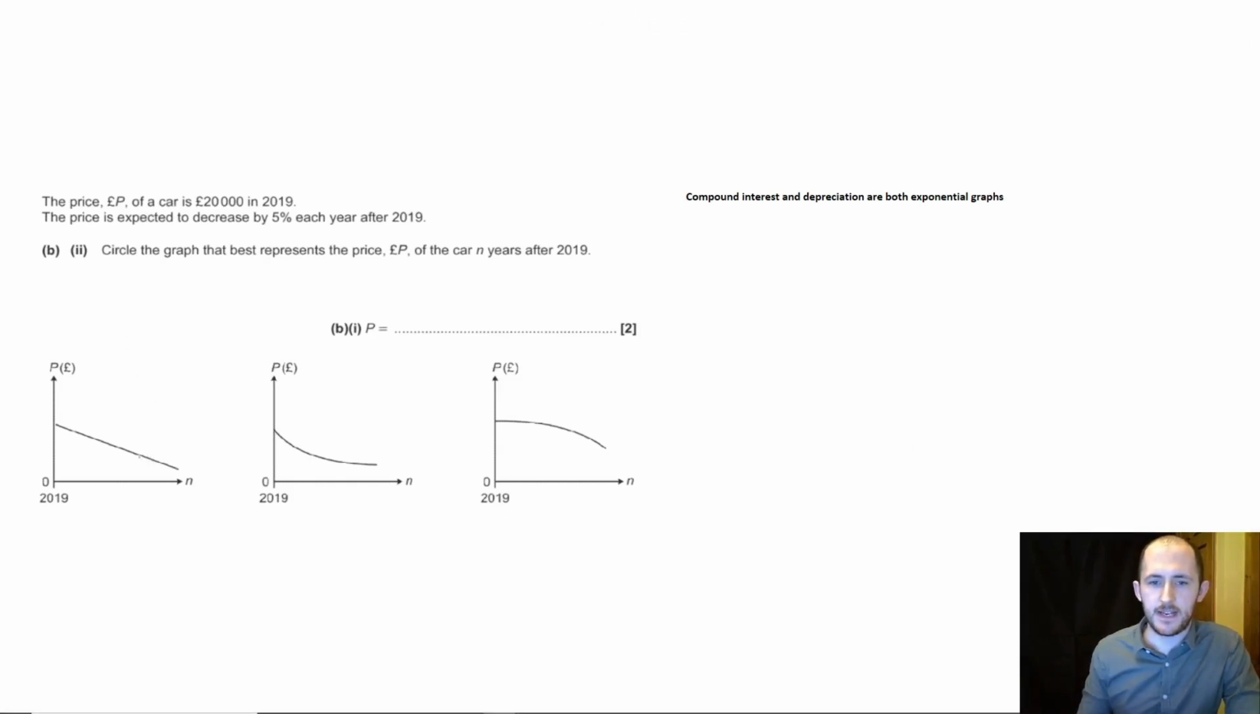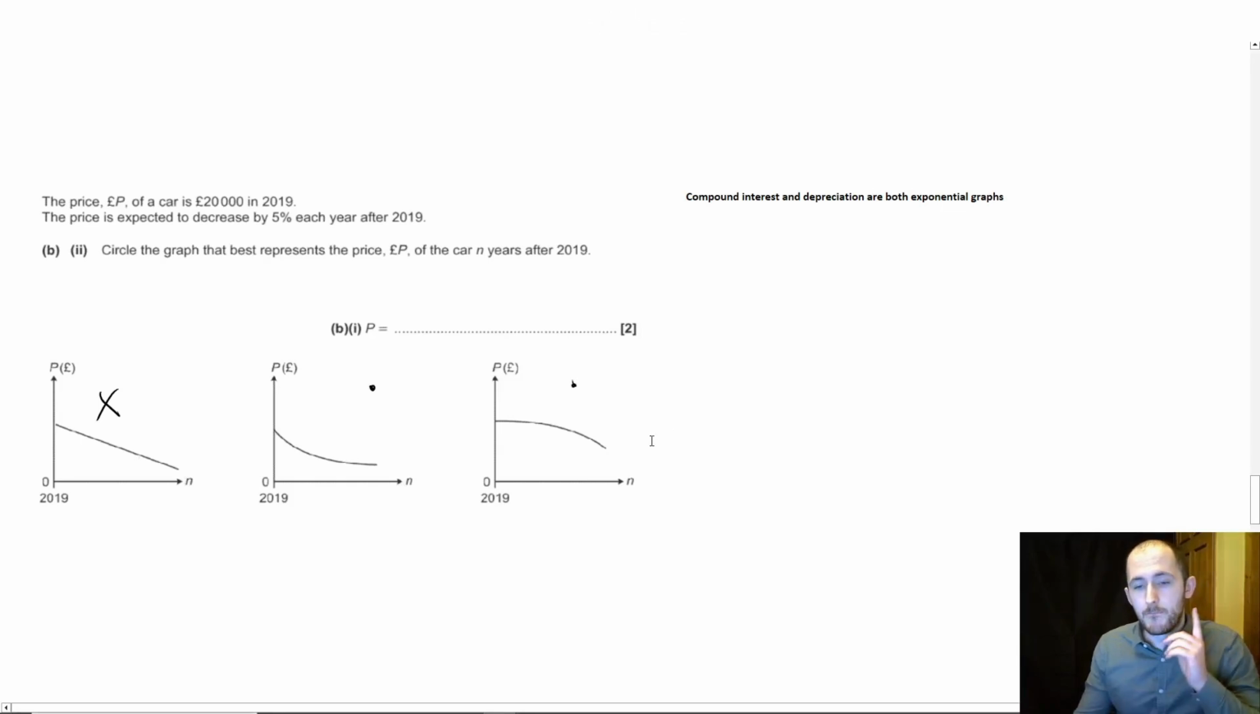I can definitely eliminate this one, right? That's linear. It's not going to be exponential. So it's definitely between this one and this one. And it's pretty close. But what you need to remember is, will it start off steep, or will it end up steep? Will it increase over time? Now, exponential graphs, no matter what they look like, will always be steepest at their beginning.